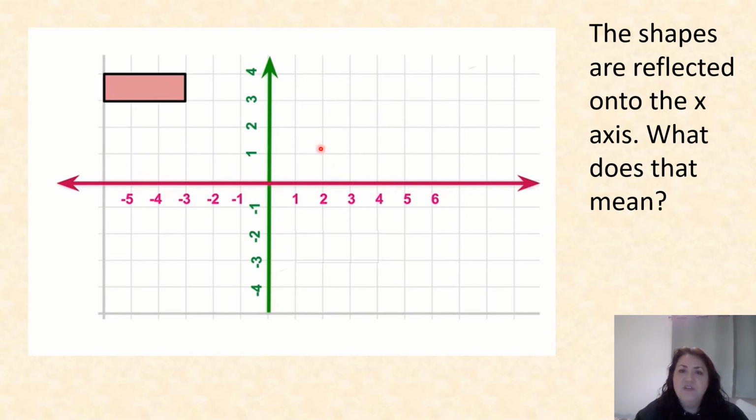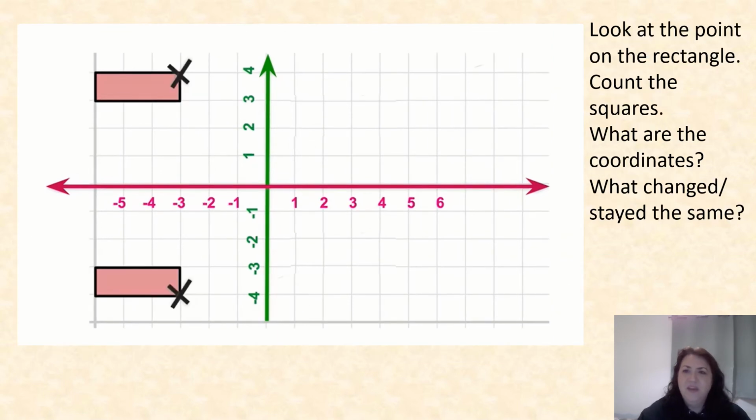Okay, so we want to reflect that pink oblong rectangle onto the x-axis. So here it is. Okay, look at the same point on each of those 2 rectangles. What are the coordinates? What's changed? What's stayed the same? Okay, so look at the point. Can you see it is reflected because it's the furthest out? What are the coordinates of both? What's changed? What's stayed the same?